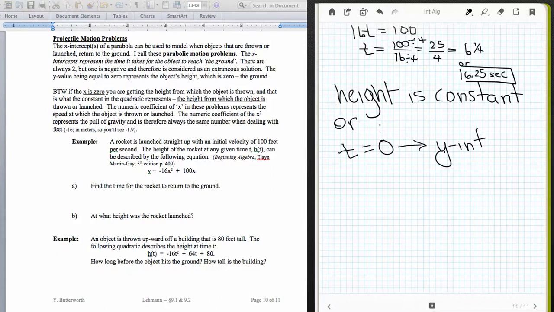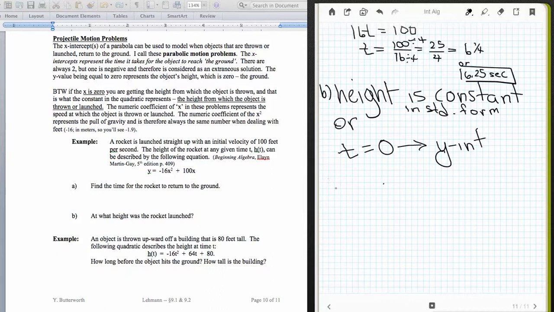So it's the constant in standard form, because if it's in vertex form, it's not going to be the constant, because that constant isn't really the constant. So that's how we can answer question B. If I just look at this formula, I know that the height at which the rocket was launched is 0 because the y-intercept is 0.